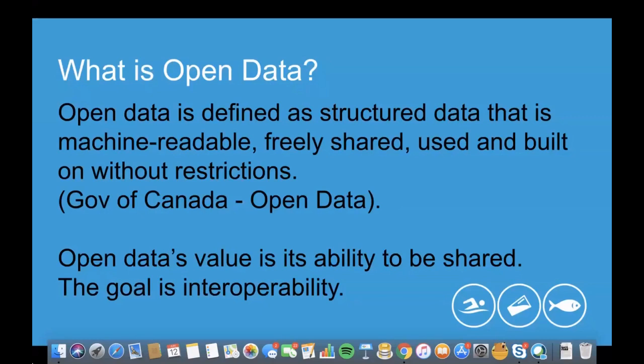So first, let's start with just the basic definition of open data. Open data is defined as structured data that is machine readable, freely shared, used, and built upon without restrictions. The goal is interoperability. For those of you that some of these terms are new, when a data set is interoperable, it addresses the ability of the systems and services that create, exchange and consume data to have clear shared expectations for the content, the context and the meaning of that data.